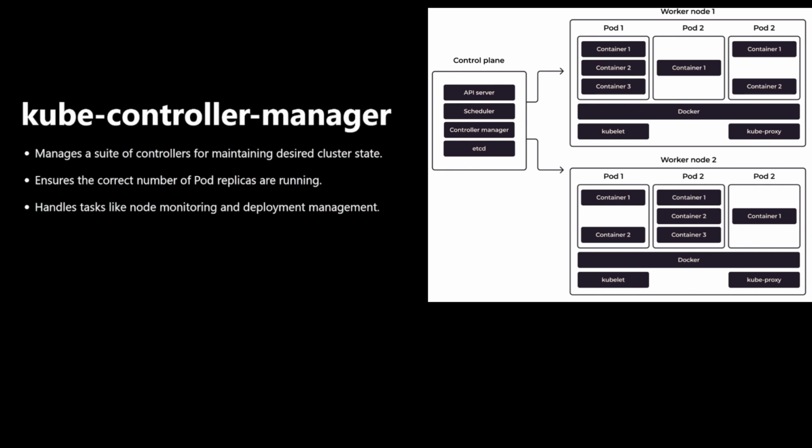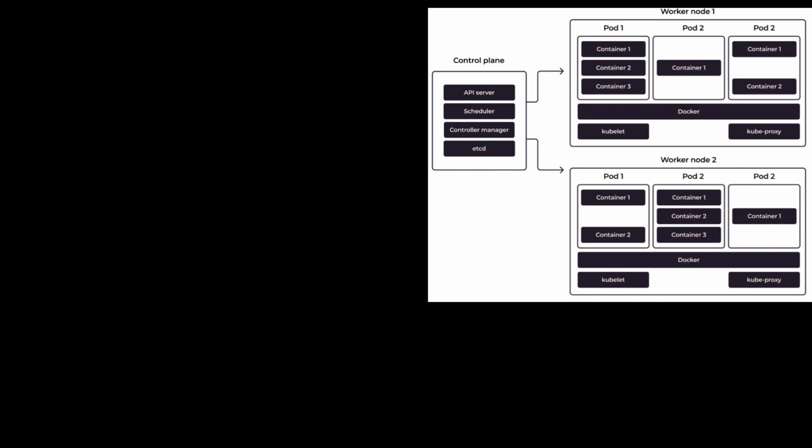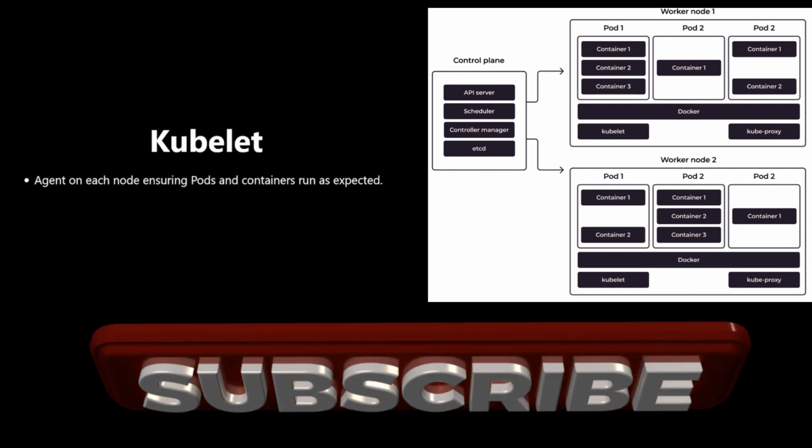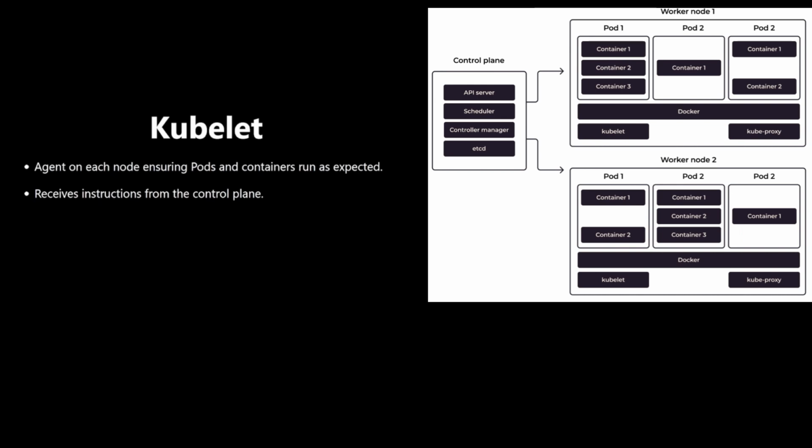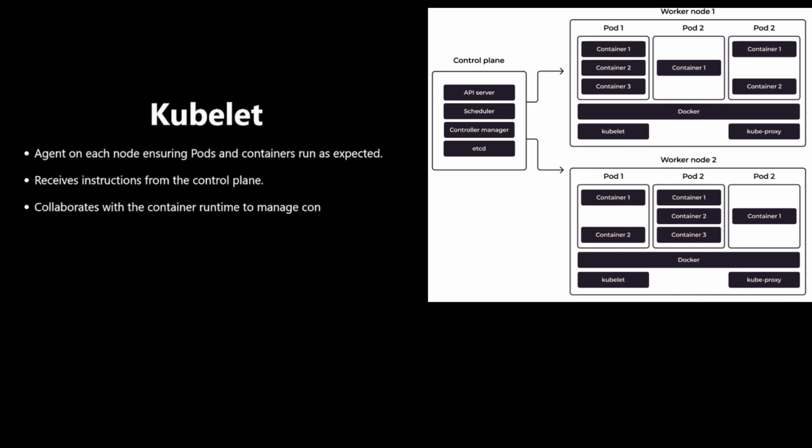Essential node components. Kubelet. Think of the kubelet as an agent stationed on each node, guaranteeing that the containers within a pod are running as they should. It receives instructions from the control plane and collaborates with the container runtime to initiate, terminate, and manage containers.